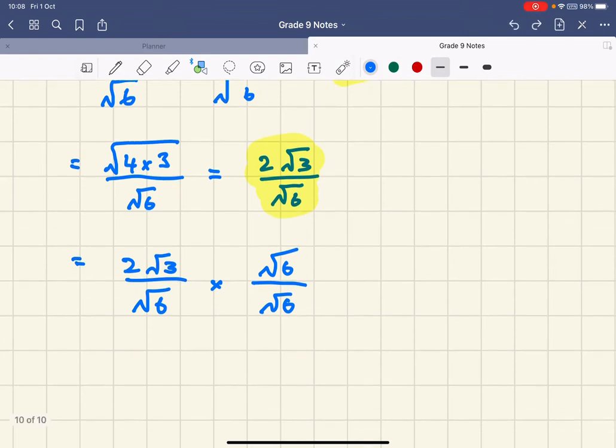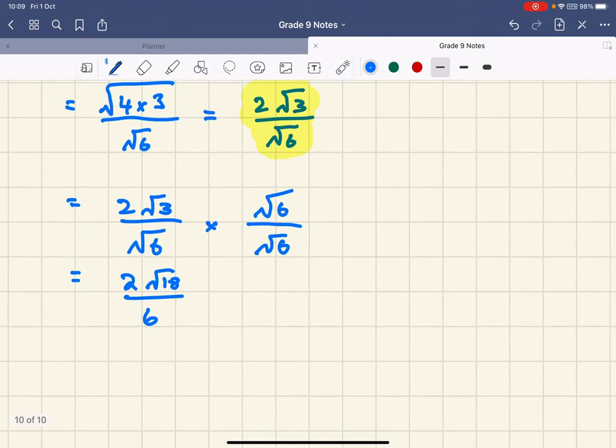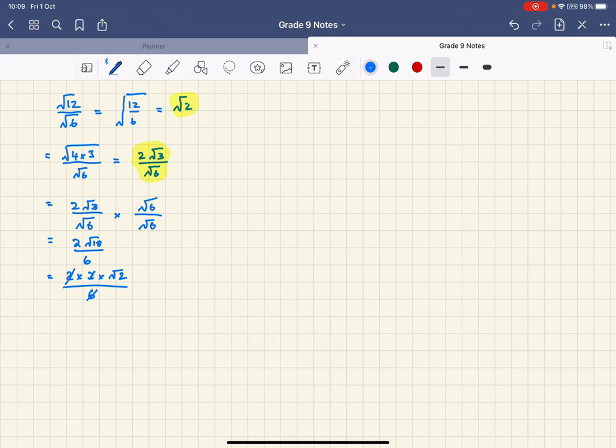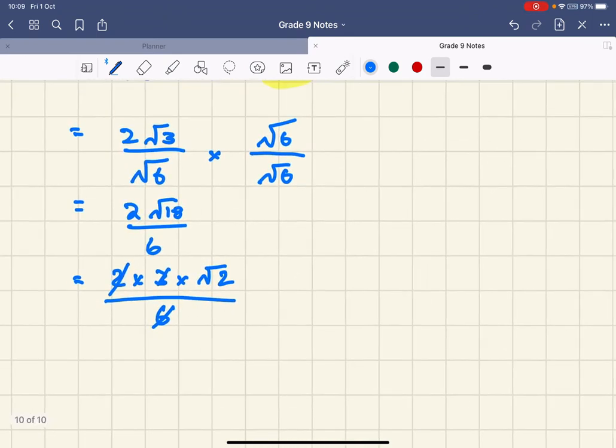So if I now go through this, we're going to get 2, and root 3 times root 6 is root 18, and root 6 times root 6 is 6. Root 18 can be written as 3 root 2, and of course I've got this 6 on the bottom, and these will cancel out to just give me the root 2 that I started with. So that's one method to rationalise: to multiply it by this number here, which is 1.